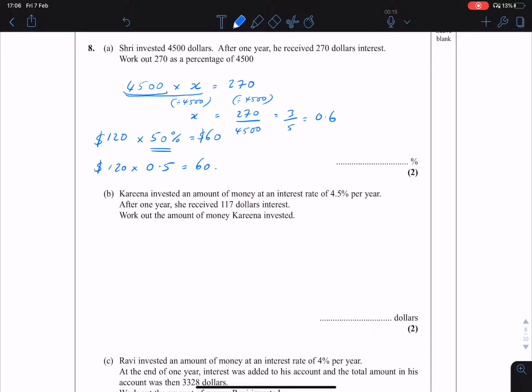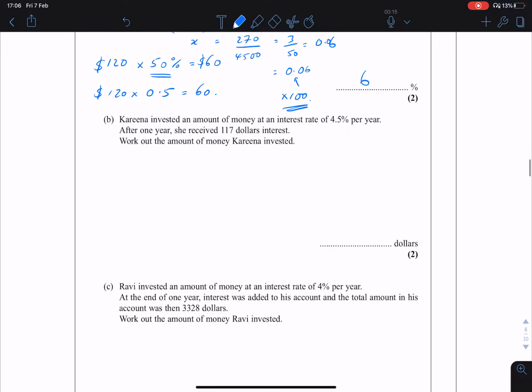Let me just have a quick check on the calculator. 270 over 4,500 is 0.06. So 0.06 is our answer, but that's a decimal. To get to a percentage, times by 100. That's the rule. Times by 100 is 6%.